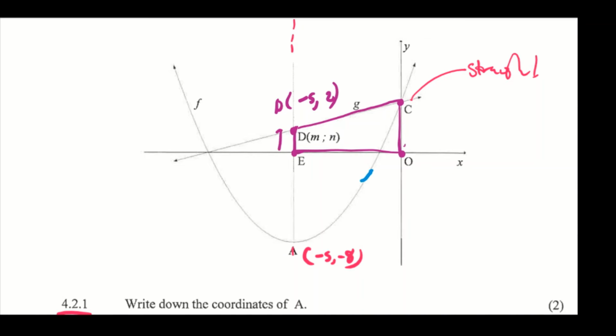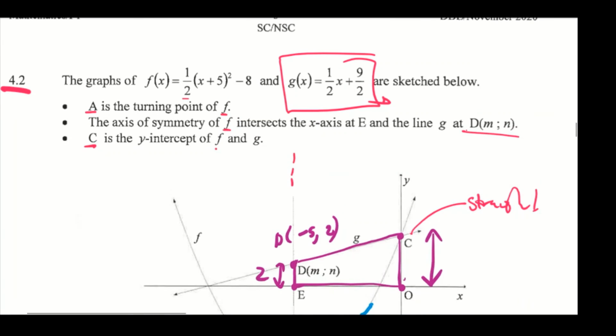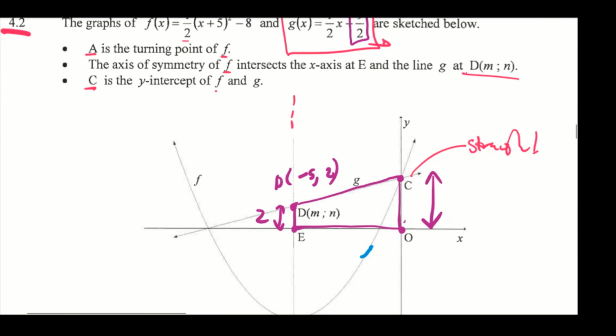So from here to here is 2 units, and then this point here is going to be the y-intercept. What's the y-intercept of the straight line? It's 9 over 2, so you can simply write 9 over 2 there. And this distance here from O to E we know is going to be 5. Yes, it's minus 5, but because we are writing it in units form, we're just going to say it's 5.